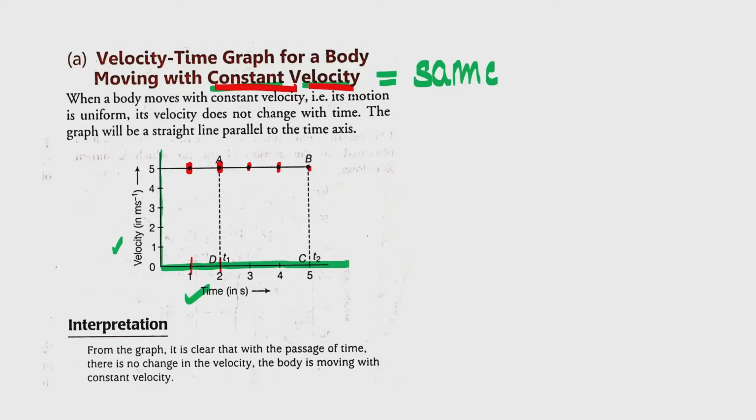Okay. Now let's read the interpretation. Interpretation means that when you are not given any heading or anything, you are simply given the graph. So can you find out which motion this graph is of, or what the object must be doing? Obviously graphs are the best way in which you can judge the motion of an object. So from the graph, it is clear that with the passage of time, there is no change in the velocity. The body is moving with constant velocity. Okay, so we are able to find it.